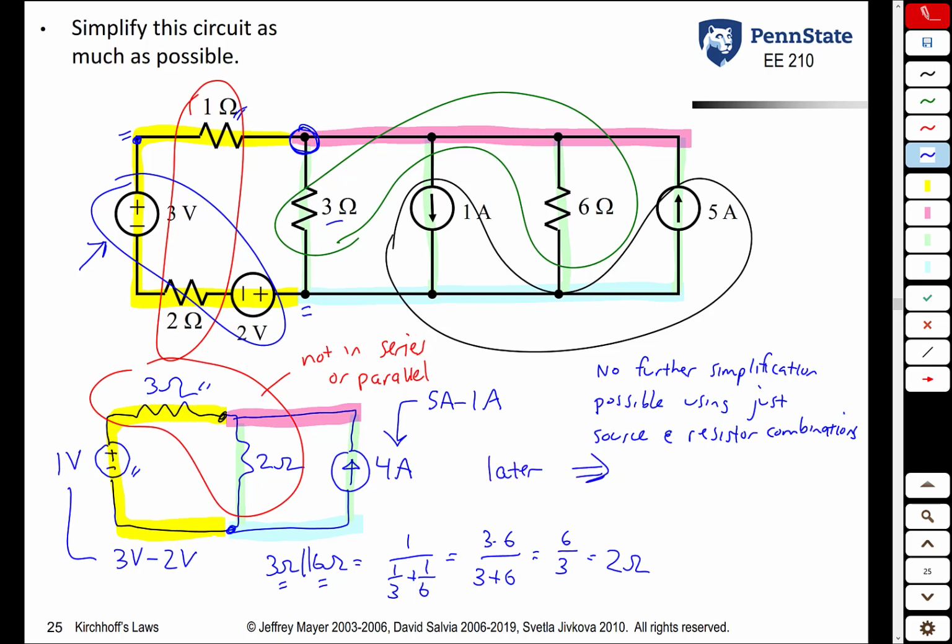Later, we're going to see that there is further simplification possible using something called source transformation. So at this point, with this example, we saw that yes, you can sometimes simplify a circuit somewhat, but maybe not completely. The circuit on the bottom here is certainly simpler than the circuit on the top, but it is not reduced as completely as possible, but we cannot go any further using just resistor and source combinations.